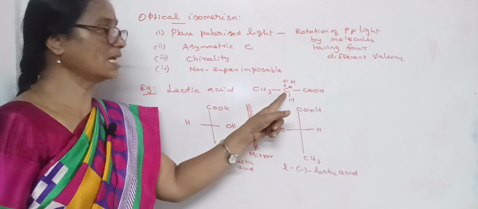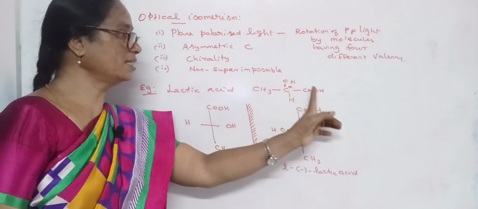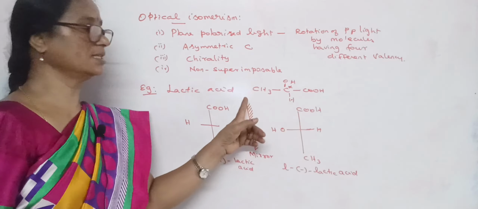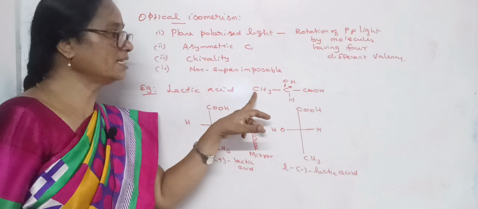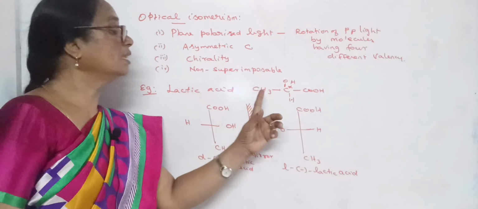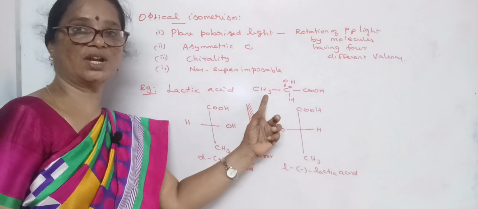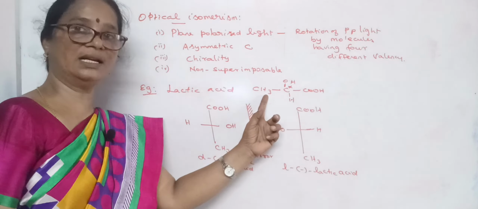See, this is the carbon. It has OH, COOH, H, CH3. So, this carbon has 4 different groups. But in this case, you may find CH3. 3 of the valency is satisfied by the hydrogen, but the 4th valency is satisfied by the rest of the group. So, this CH3 group cannot behave as asymmetric carbon, and COOH, it is actually C double bond OH.